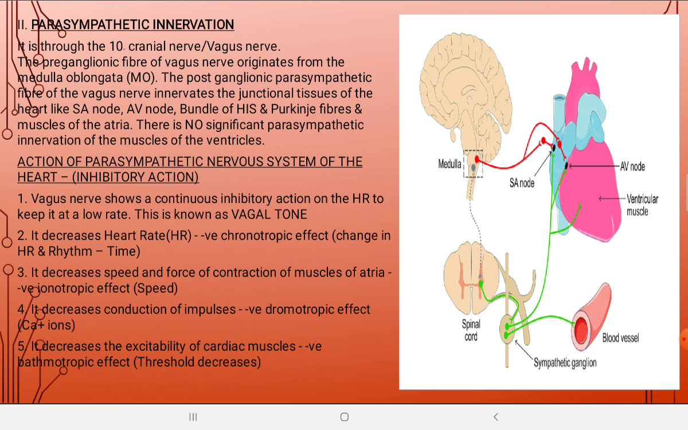This continuous inhibitory action of the vagus nerve to keep the heart rate low is called the vagal tone. When the vagus nerve, the 10th cranial nerve, is continuously acting, it is called a sustained vagal tone. The second action of the parasympathetic nervous system is to decrease the heart rate.